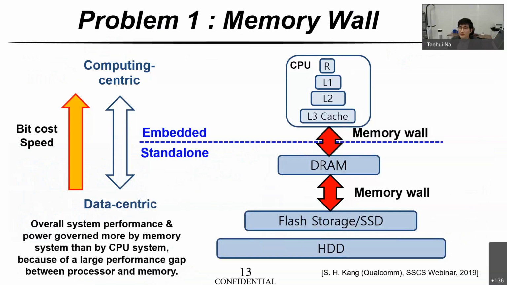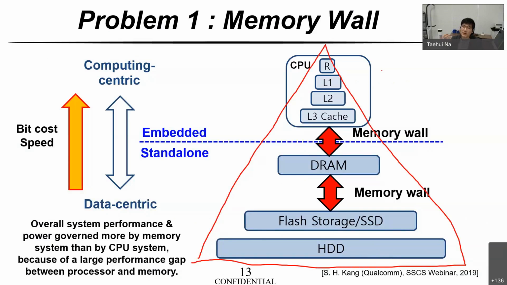Problem number one is the memory wall. You can see a kind of pyramid. This figure shows the memory hierarchy. The registers and the level 1, level 2, level 3 caches are composed of SRAM, and then there is DRAM and the flash storage, which is most usually used in USB drives, SSDs, and hard disk drives. You can easily think that the higher, the faster, however, the more expensive.